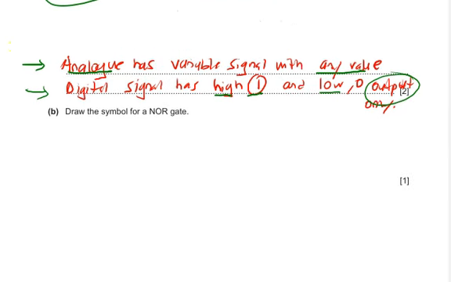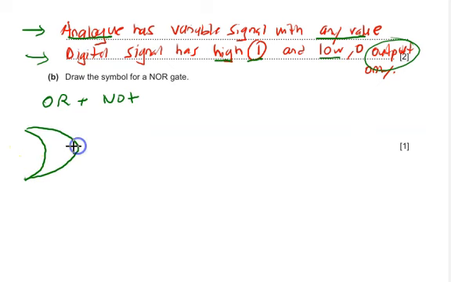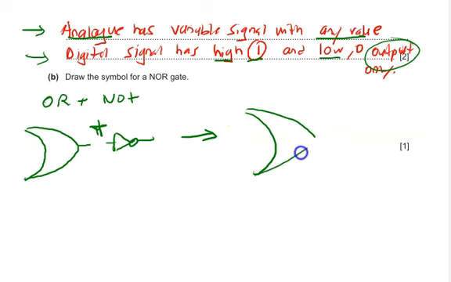Now let us go to B. Draw a symbol for a NOR gate. A NOR gate is actually a combination of an OR gate plus a NOT gate. They have a shape like this. This is OR, and they will combine with the NOT gate. When they are combined, you will produce NOR. It is just like an OR gate, but you have a circle here in front. So this is a NOR gate.